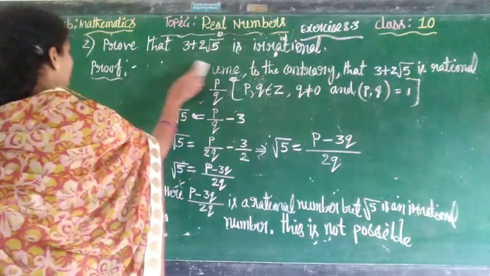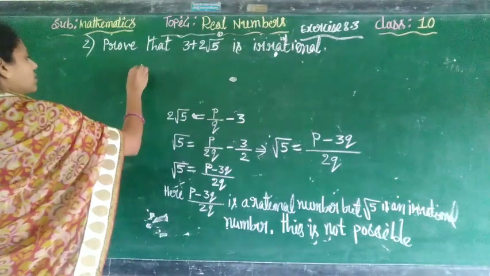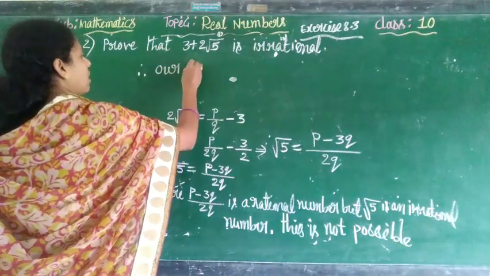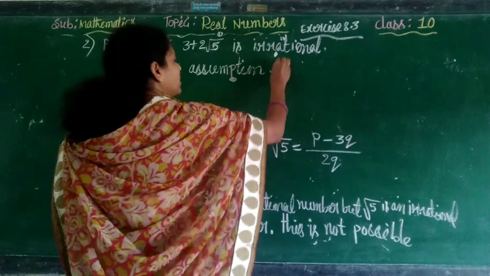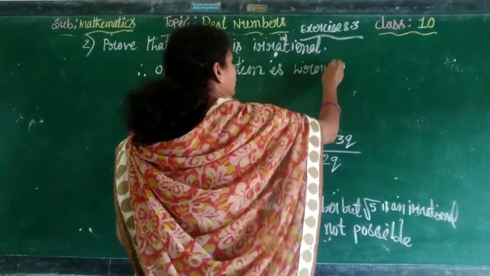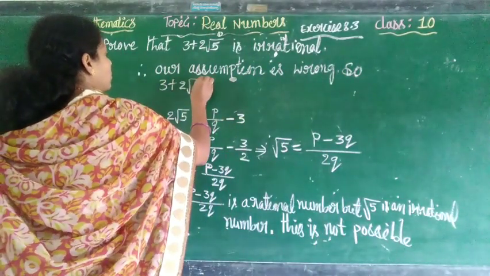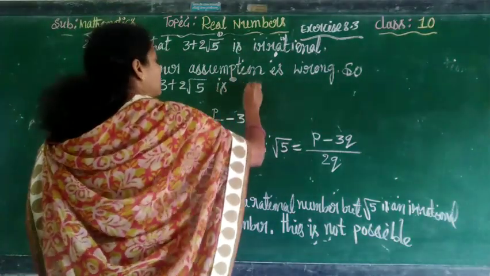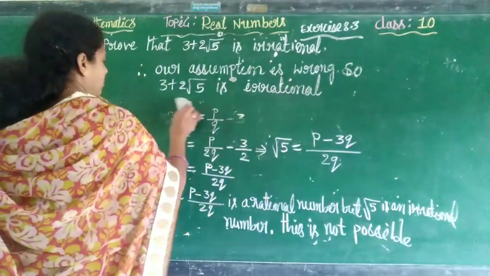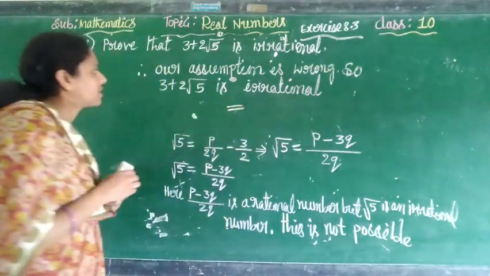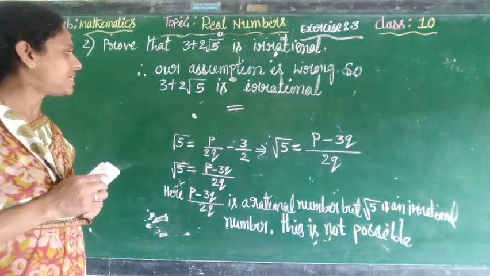Therefore our assumption is wrong. So 3 plus 2 root 5 is irrational.